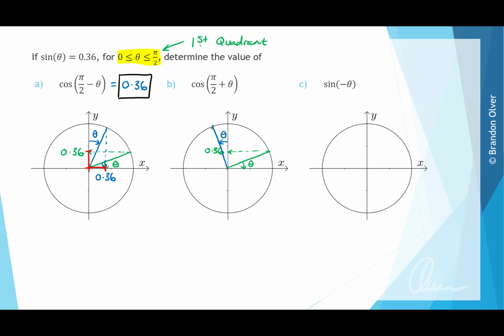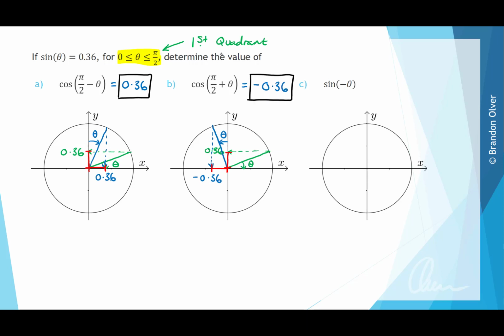And then we're looking for the cosine value, so we're looking at the x value of that point. And once again, if this length here is 0.36, by symmetry, so is this length. However, as we're in the second quadrant, we now have cosine as being negative, so it's negative 0.36. So cosine of pi on 2 plus theta is equal to negative 0.36.